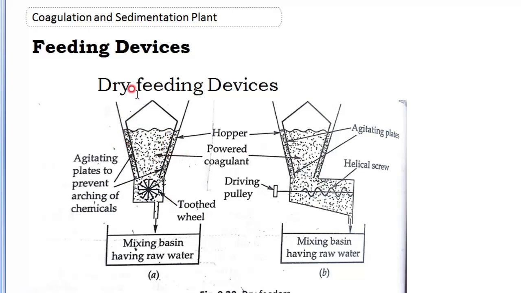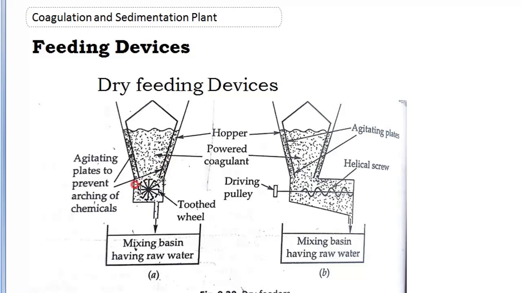In dry feeding we have two types: one with a wheel here, and another with a helical screw here. This conical shaped wall is called a hopper, and inside there are small plates, you can call them blades. Why? Because this continuously rotates, so that if any powder sticks to the wall of this device, it can be removed.